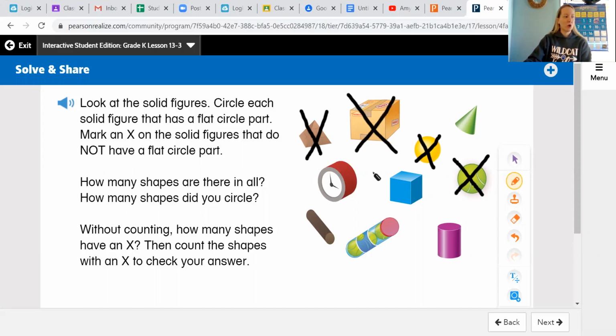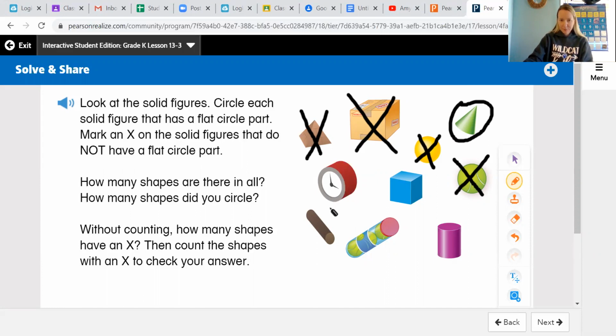What about this cone? Remember, here's my example of a cone. It's not quite a cone, but this part's all rounded. But if we look at the bottom, we have a flat circle. So we are going to go ahead and circle the cone. It does have a flat circle part on the shape.